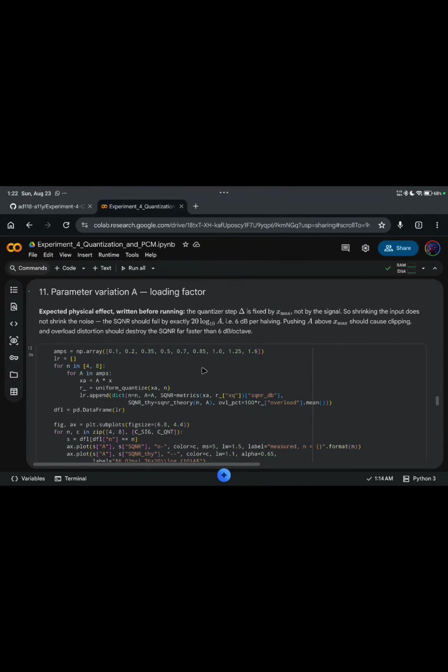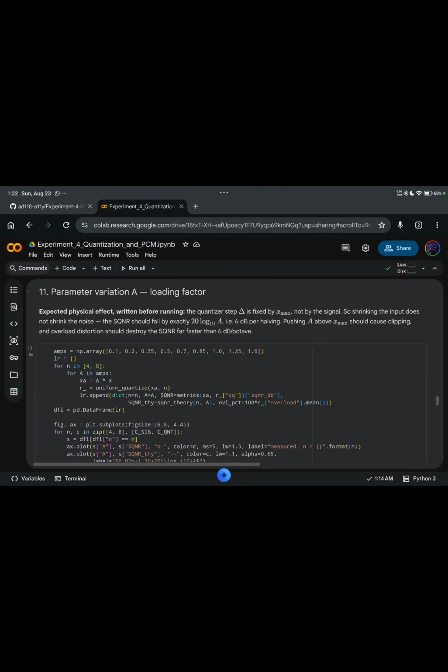In this cell, I vary the amplitude of the input signal. The quantizer step size is determined by Xmax and does not change when the signal amplitude is reduced. Therefore, a smaller signal uses fewer quantization levels and has lower SQNR.